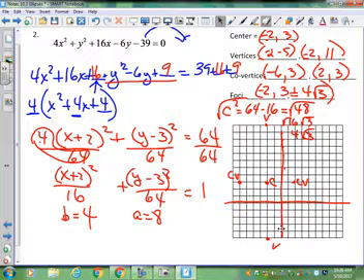All right. How many more of these are there before we get to independent? 3 and 4. 2 more? Okay.